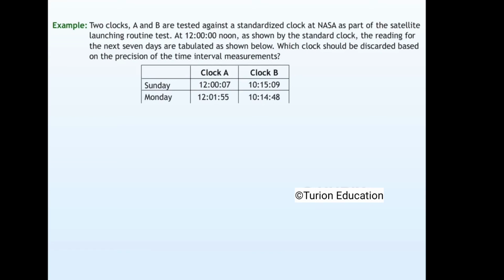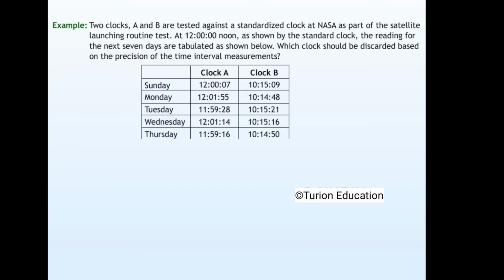Monday, clock A, 12 hours 1 minute 55 seconds. Clock B, 10 hours 14 minutes 48 seconds. Tuesday, clock A, 11 hours 59 minutes 28 seconds. Clock B, 10 hours 15 minutes 21 seconds. Wednesday, clock A, 12 hours 1 minute 14 seconds. Clock B, 10 hours 15 minutes 16 seconds. Thursday, clock A, 11 hours 59 minutes 16 seconds. Clock B, 10 hours 14 minutes 15 seconds.